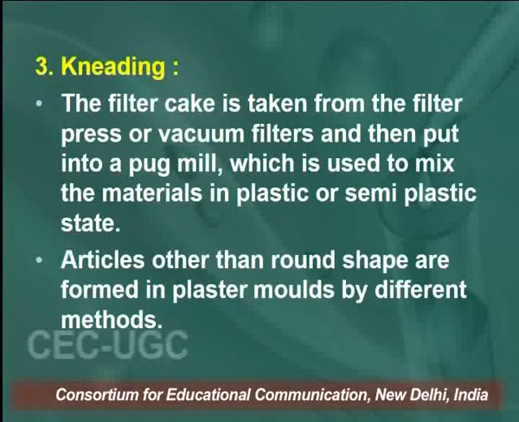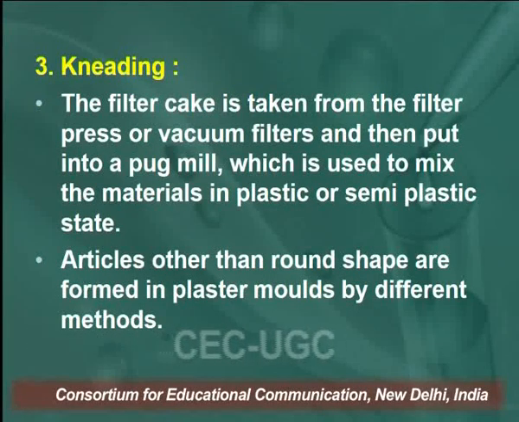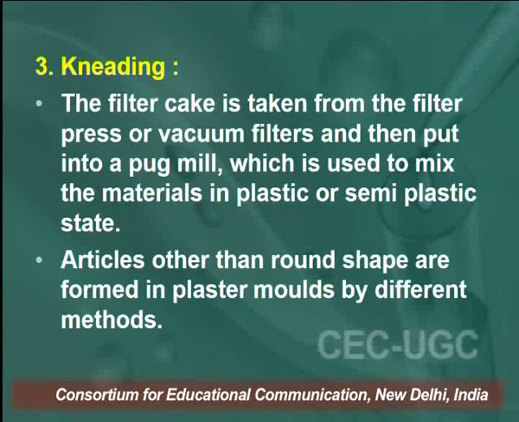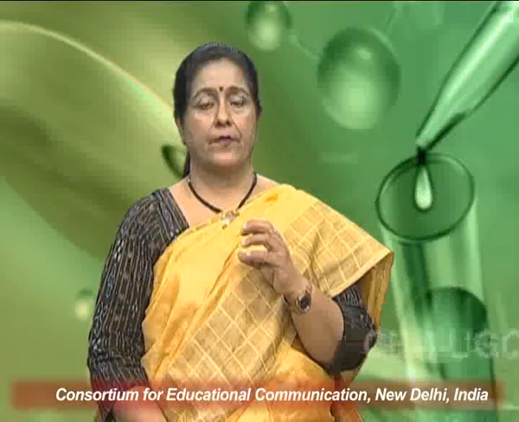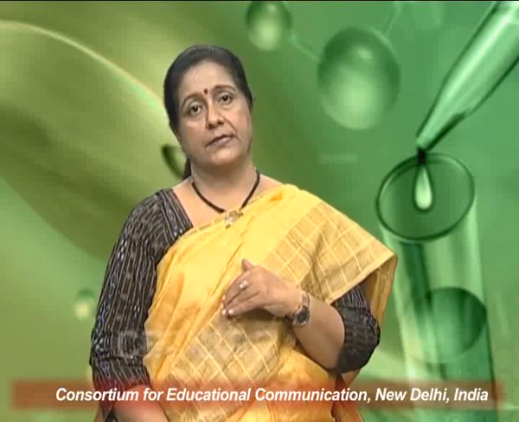The third step is kneading. The filter cake is taken from the filter press or vacuum filters and then put into a pug mill, which is used to mix the materials in plastic or semi-plastic state. Articles other than round shape are formed in plaster molds by different methods.